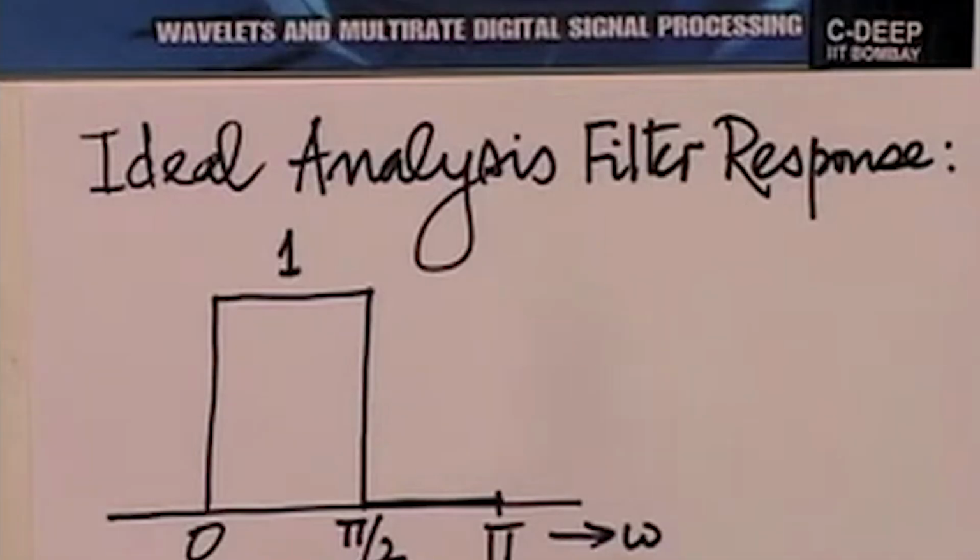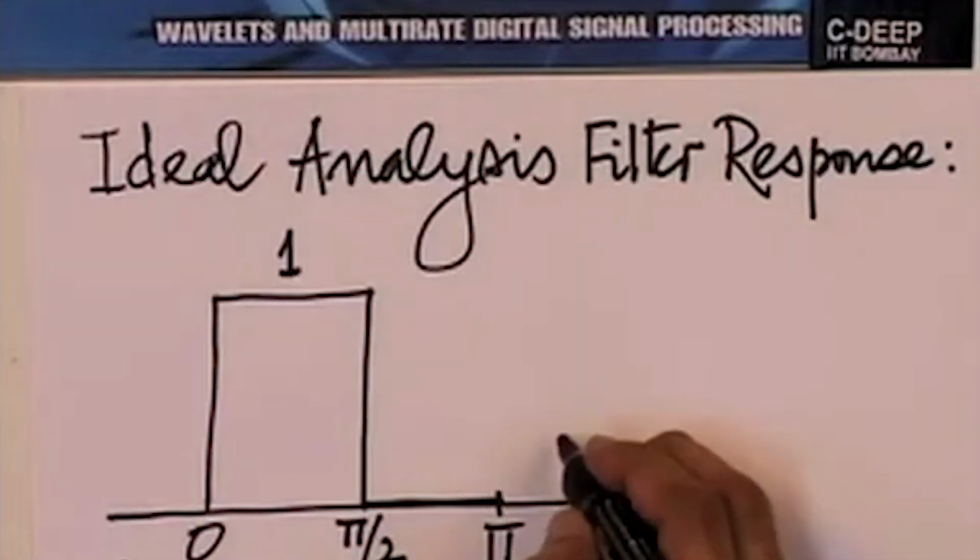So, I am just showing the region between 0 and pi, and what happens between minus pi and 0, and then around every multiple of 2 pi, follows naturally. So, this is the low pass filter response. Similarly, the high pass filter response, which I will draw here.